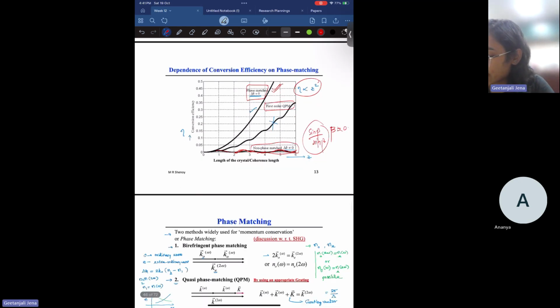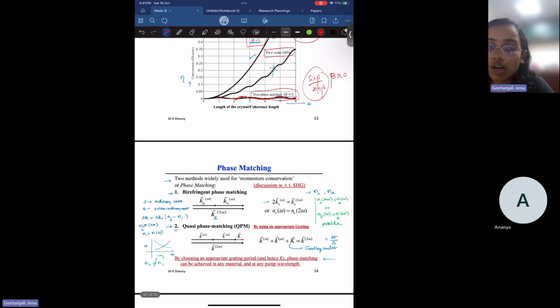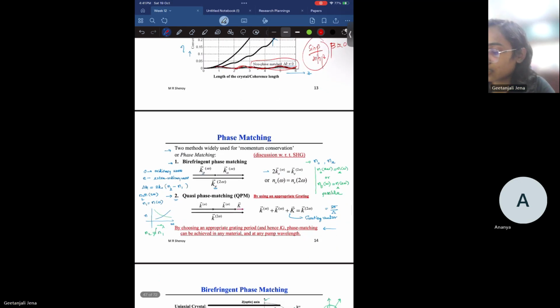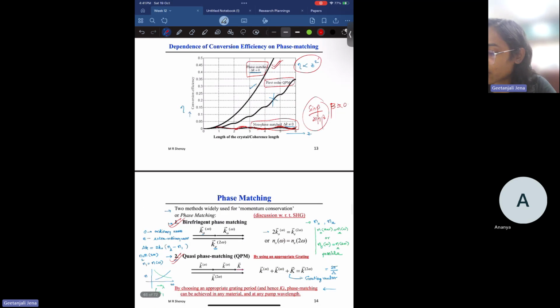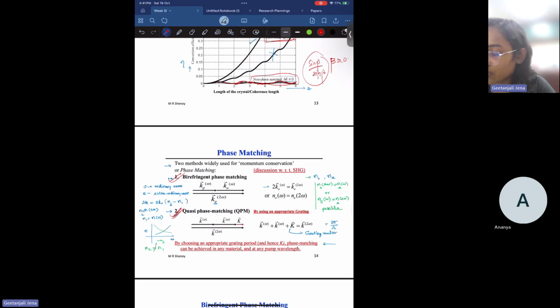So now let us see how we can achieve this phase match condition. There are two methods. One is the birefringent phase matching, and one is the quasi phase matching. And this first order QPM is related to this quasi phase matching condition. So let us see one by one.